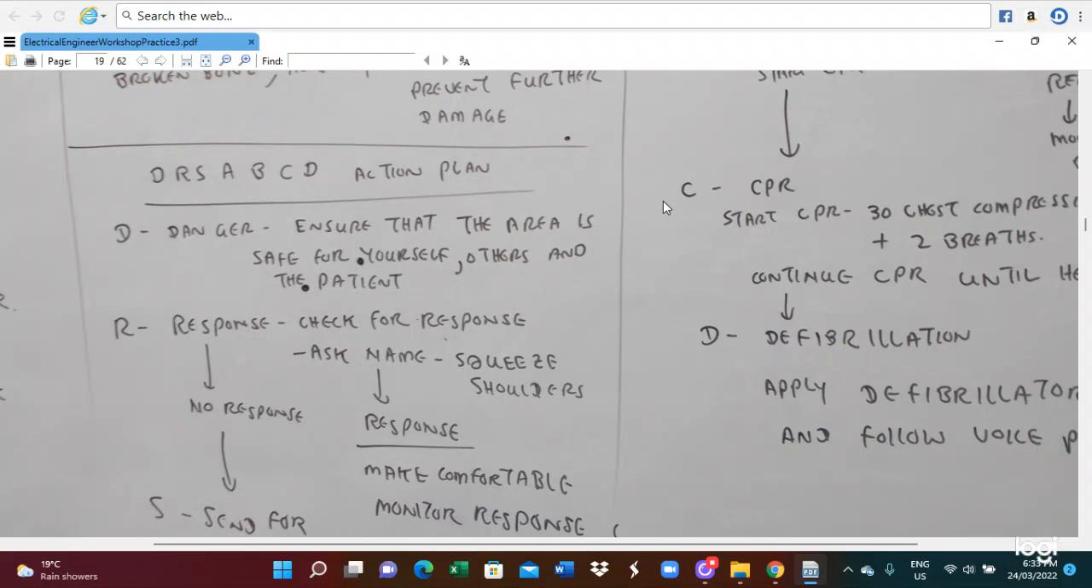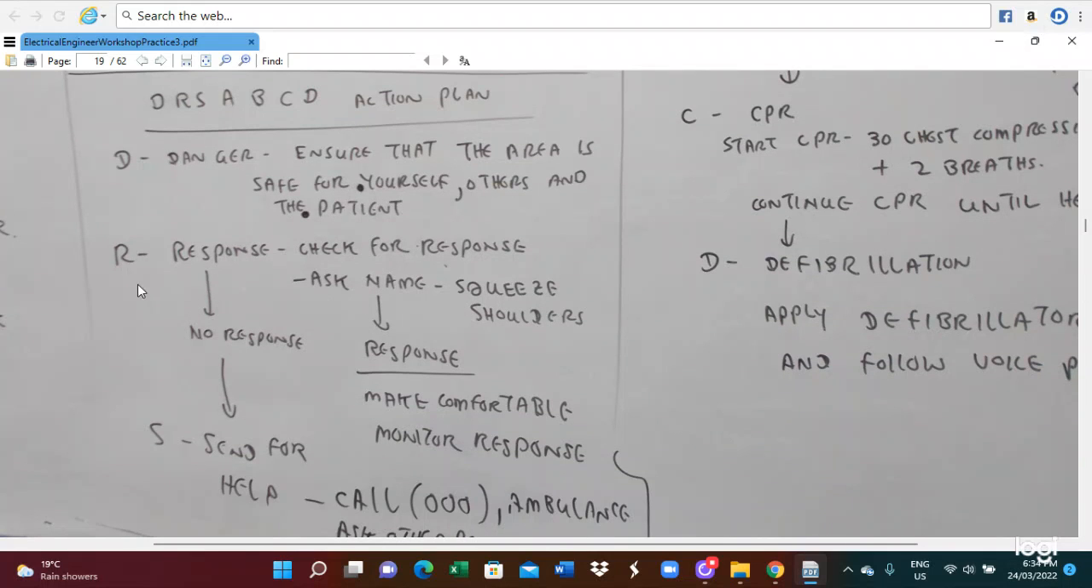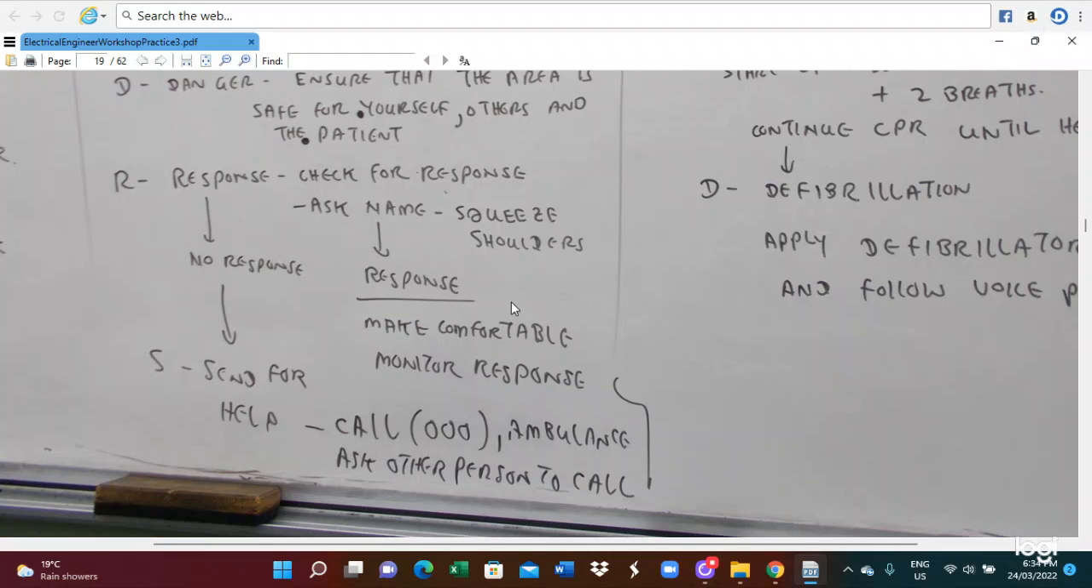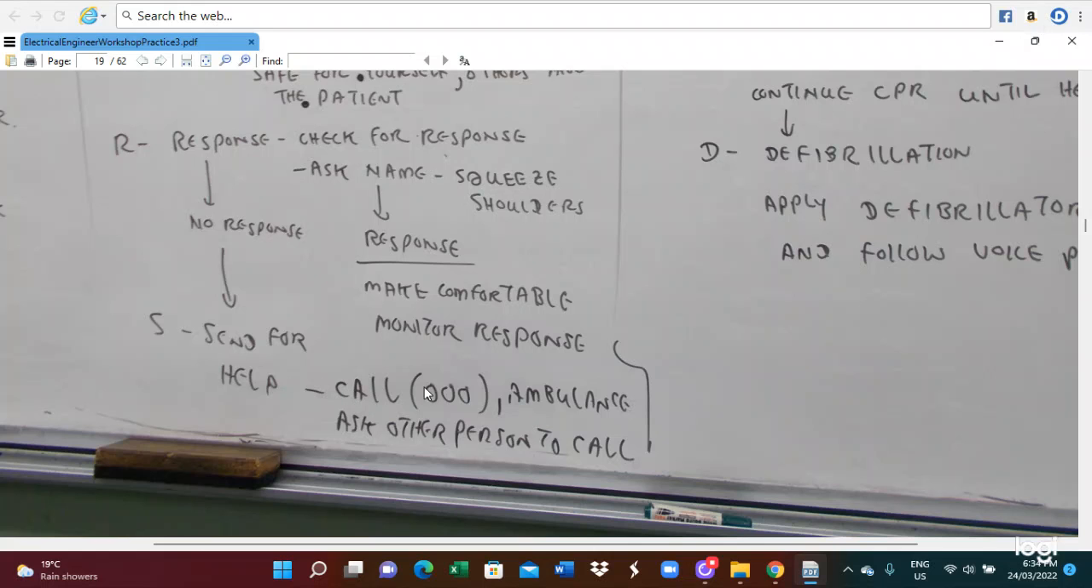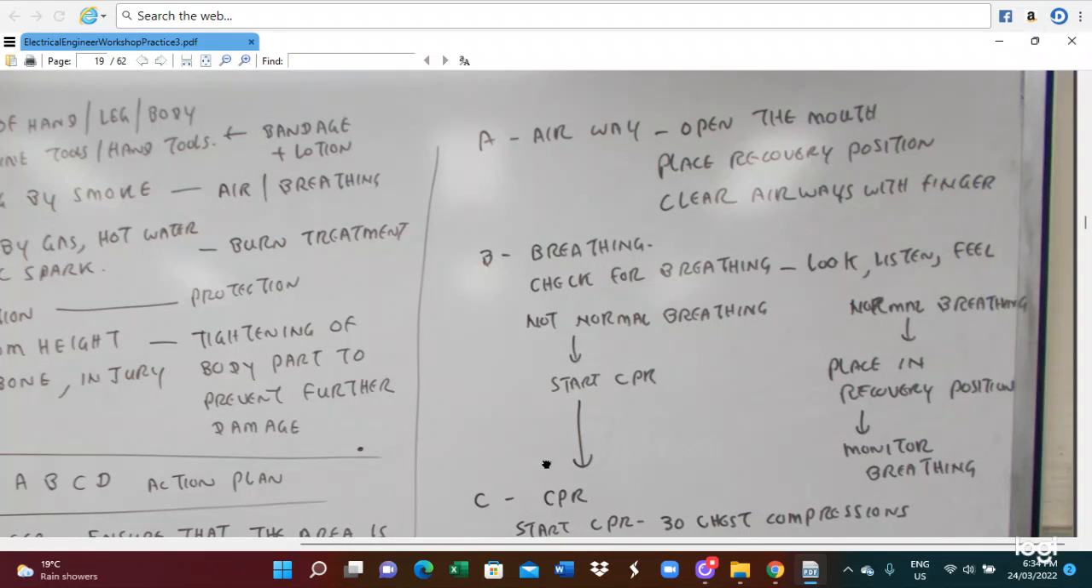D is for danger. Ensure that the area is safe for yourself, others, and the patient. R is for response. Check for a response. As the name suggests, squeeze the shoulder. If there is no response, shout for help. If there is a response, make the patient comfortable and monitor the response. You have to call 000 for an ambulance and for other professional personnel to arrive. A is for airway. Open the mouth, place in the recovery position, and clear the airway with a finger.